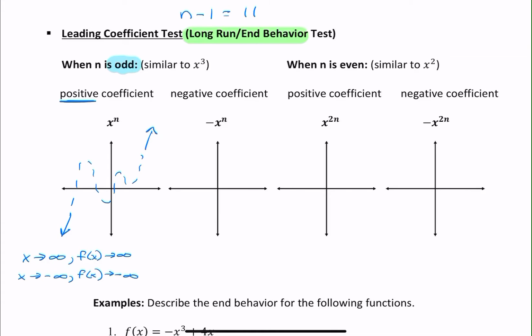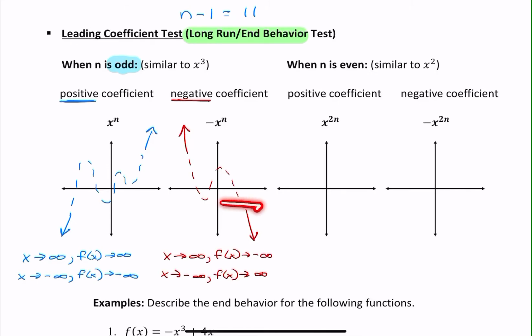Now, if we have an odd power, but the coefficient is negative, so we have a negative x to the n, where n is odd, it's going to flip it around so that as x approaches infinity, f of x goes to negative infinity, and the opposite for the other side. And again, it could do all sorts of things in between the ends, but as x approaches infinity, f of x is going to approach negative infinity, and as x approaches negative infinity, f of x approaches infinity. So if you're looking at the graph, as x is going to infinity, my y is going to negative infinity. If my x is going to negative infinity, my graph is going to infinity. So that's how you write that, or the notation you use.